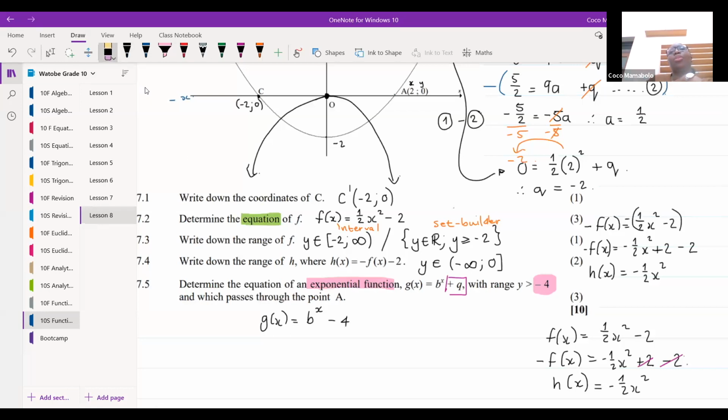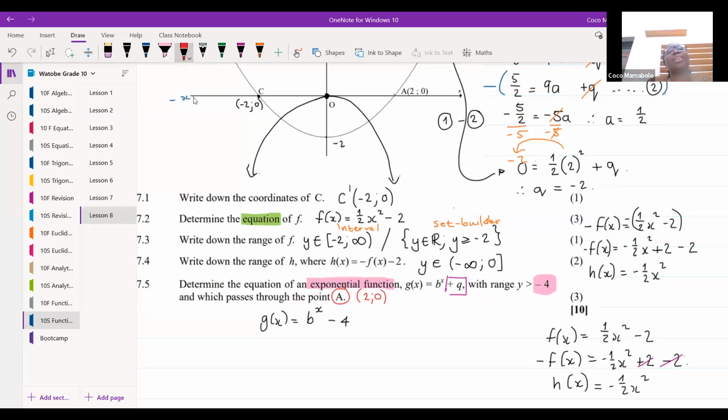Good. So now they're saying that this exponential graph has a range of y is greater than -4, and it passes through the point A. What are we going to do with this point A? The point A is (2; 0). What will we do with the point A, guys? That's it, Namisile. We will sub it in. Good, we will sub the point in.